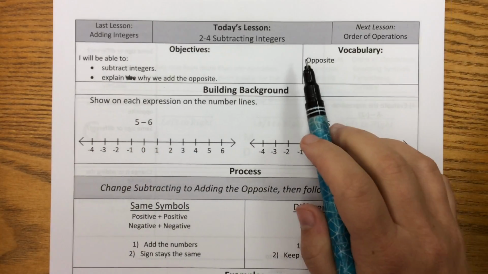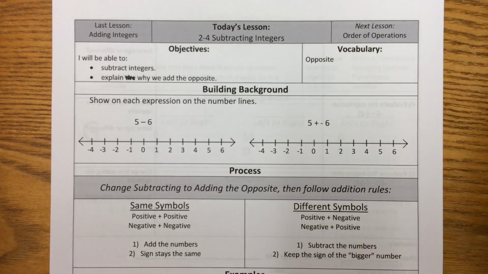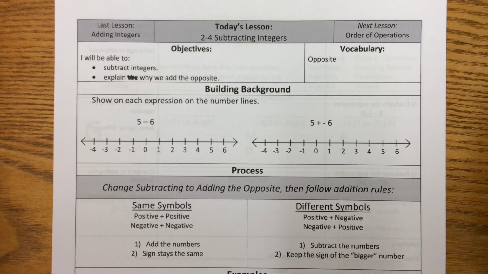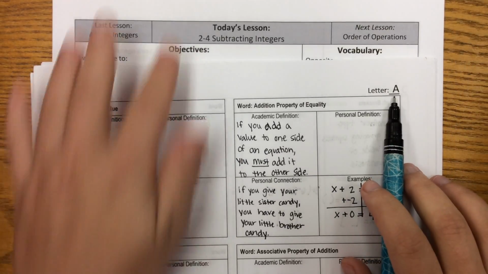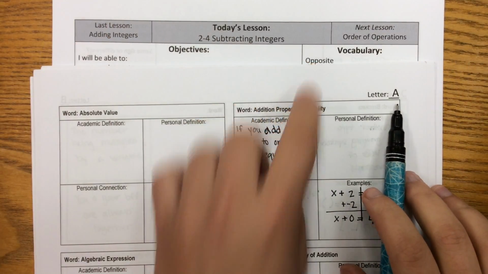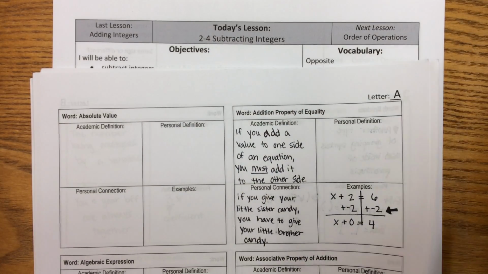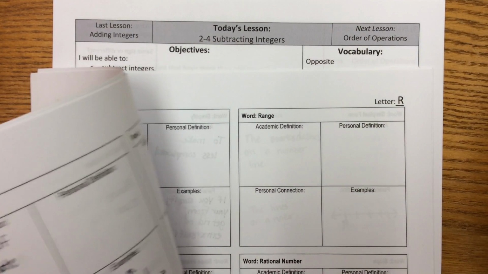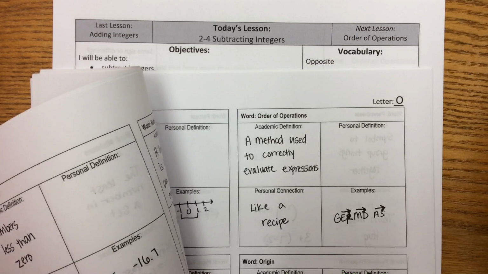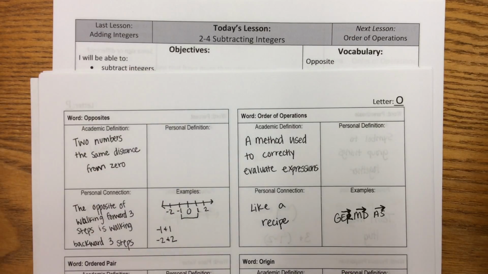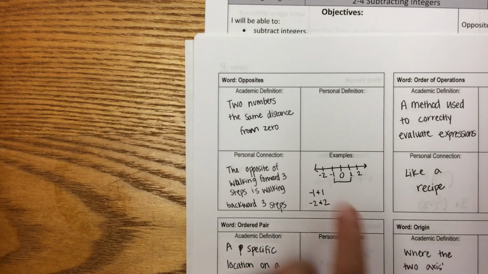Okay, we only have one vocab word today, and that is opposite. So if you go to your vocabulary sheets, that's what we're looking for, opposite. It starts with an O, so that is on page 13. Okay, and we are on opposites.